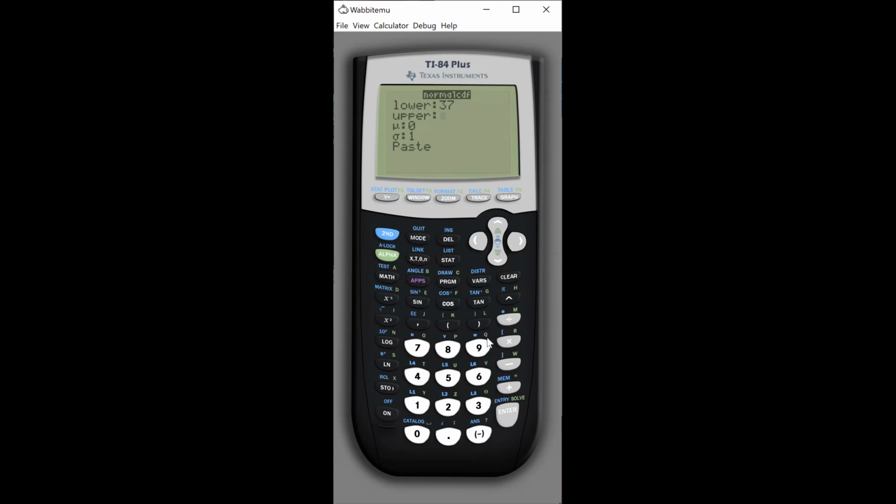infinity, but if you remember, I told you that your calculator doesn't have infinity. So you use 10 to the 10 power. The mean we said was 35, and our standard deviation is equal to 5. You go to paste, and you get exactly the same answer, 0.3445, where the 5 rounds up to a 6. And that's how you do it with the TI-83 or 84.